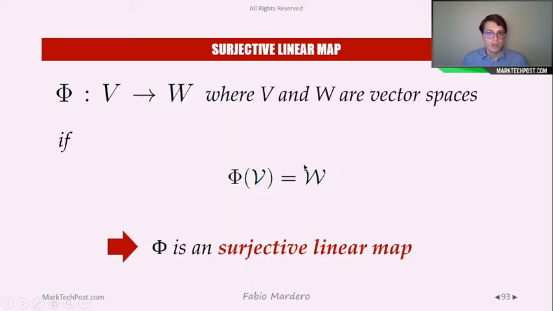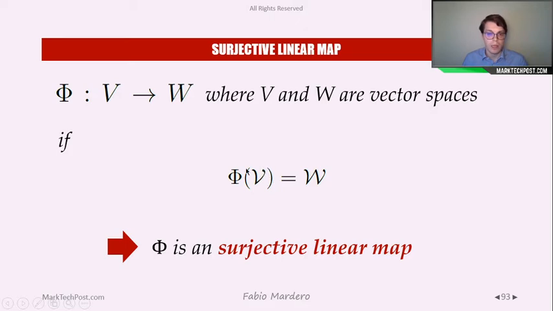Other than injective linear maps, we can define the surjective linear maps. And we say so when the function takes whatever element on V and gives always an element on W.